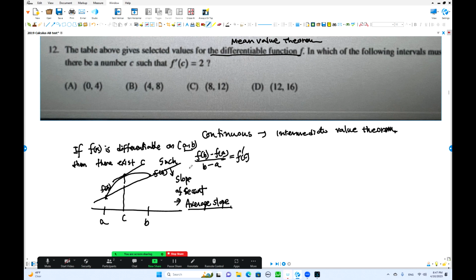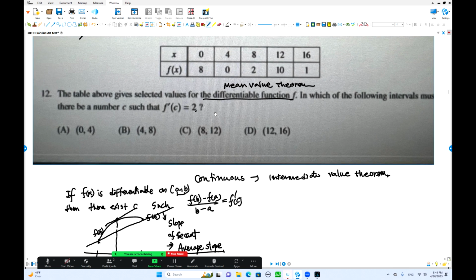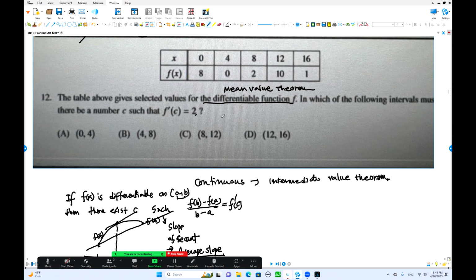In which interval must there be a number c such that f prime of c equals 2? You're going to find the interval. So which interval has slope equal to 2? We check it out. F prime of c equals 2, okay? From the table, we need this one. Between 0 and 4, do these two points have slope 2? To use the mean value theorem, we check it out.